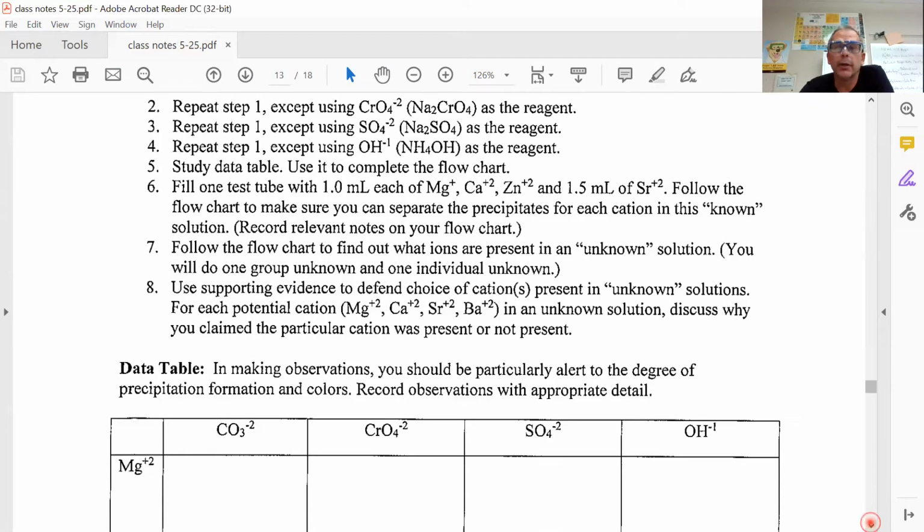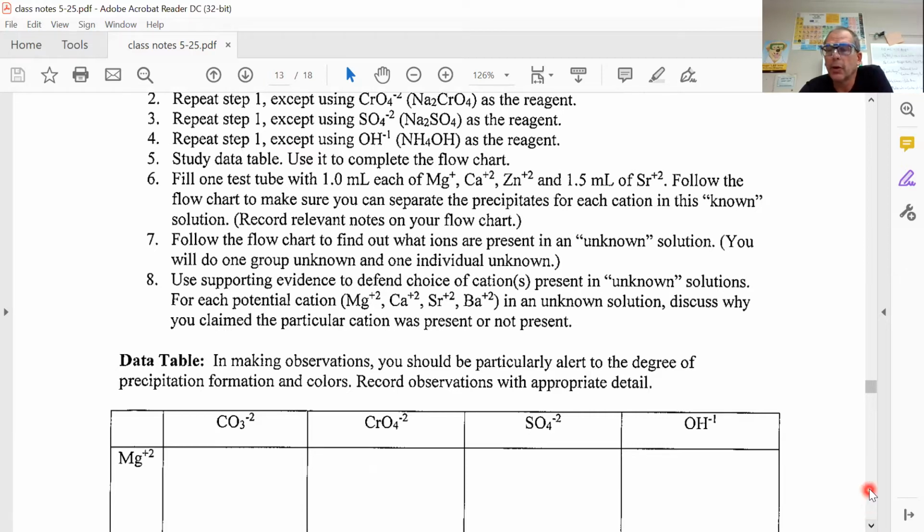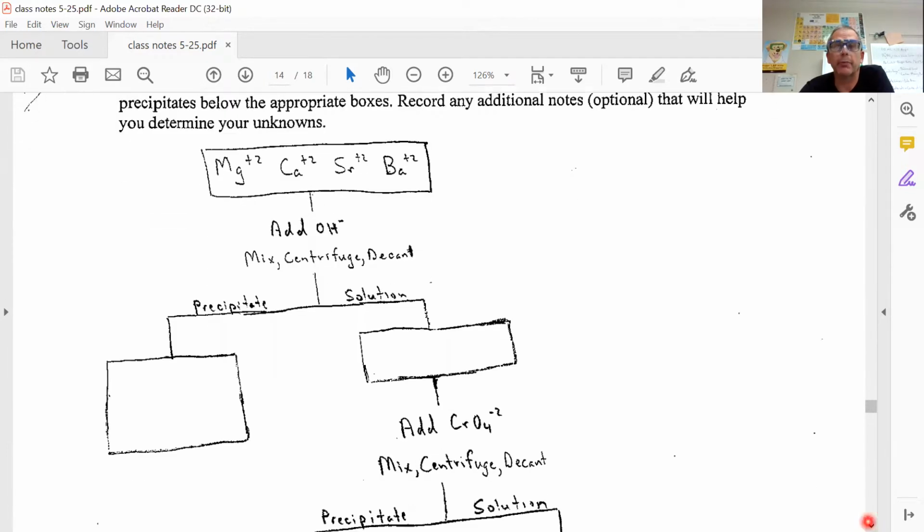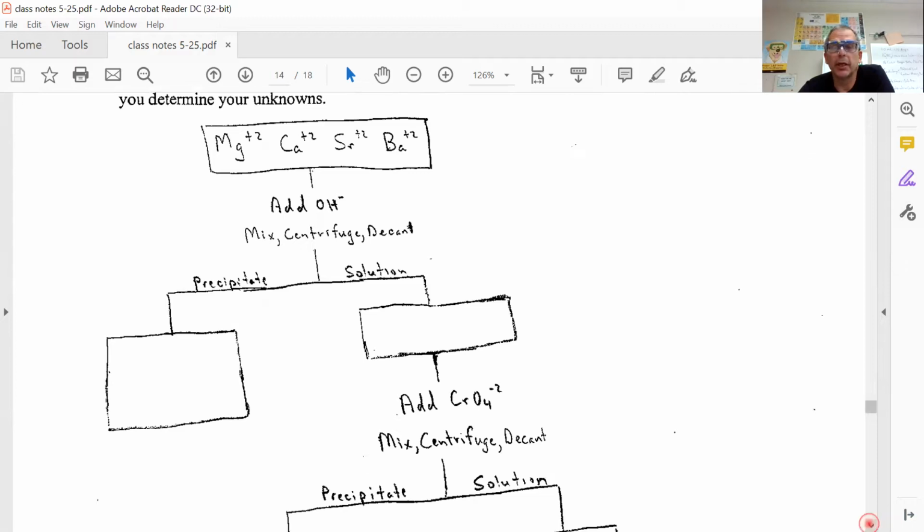All right. Next step is going to our flow chart. And if I had magnesium, calcium, strontium, barium in a test tube, I'd add OH minus. Remembering from the last data table, there was only one thing that formed a gel-like precipitate with OH minus. The others had no reaction, and that was the Mg. So we got Mg(OH)2, which was a gel-like precipitate. So the Mg would go here, and then the calcium, strontium, and barium are going to go here. So you'd centrifuge it, you'd skim off the Mg, and that would be gone.